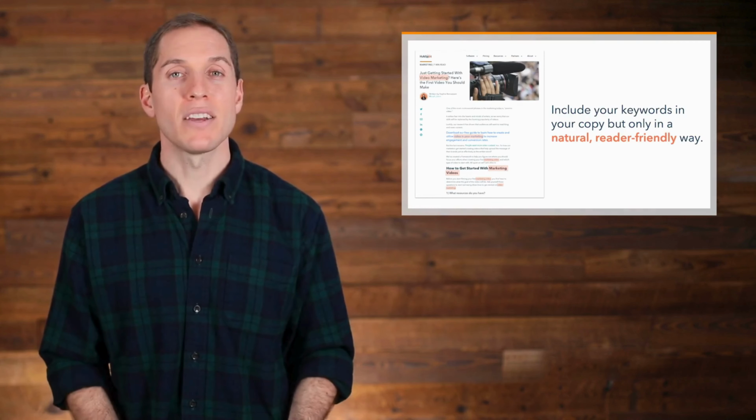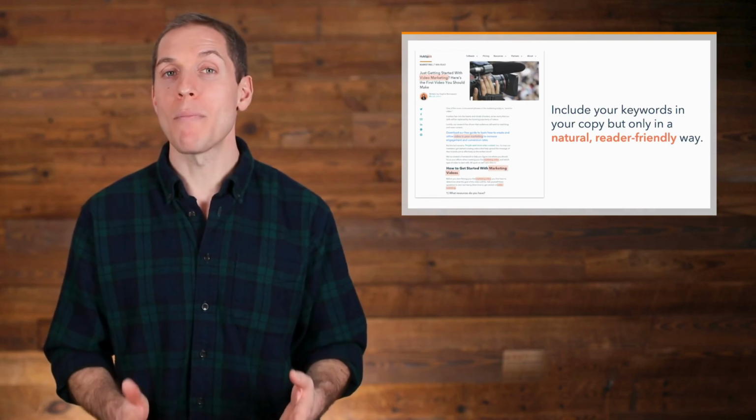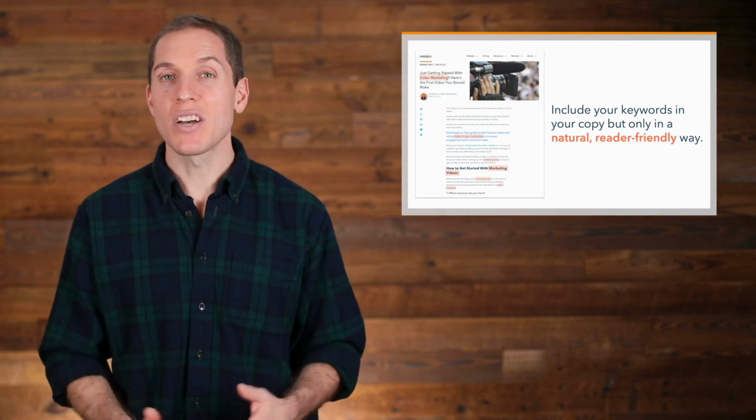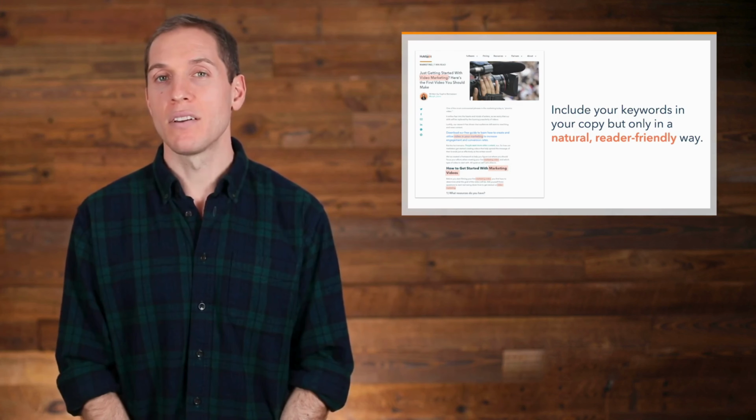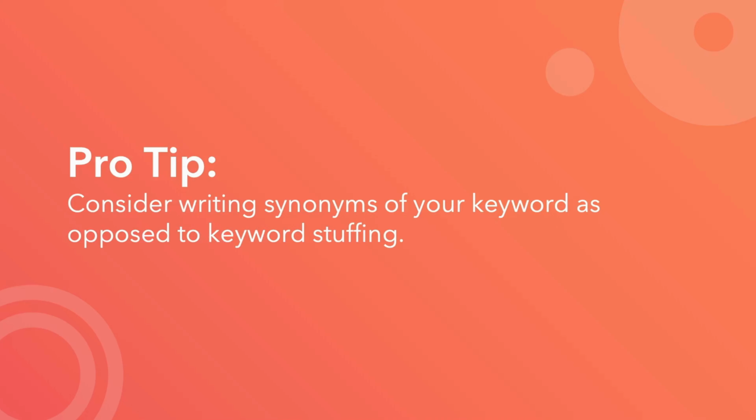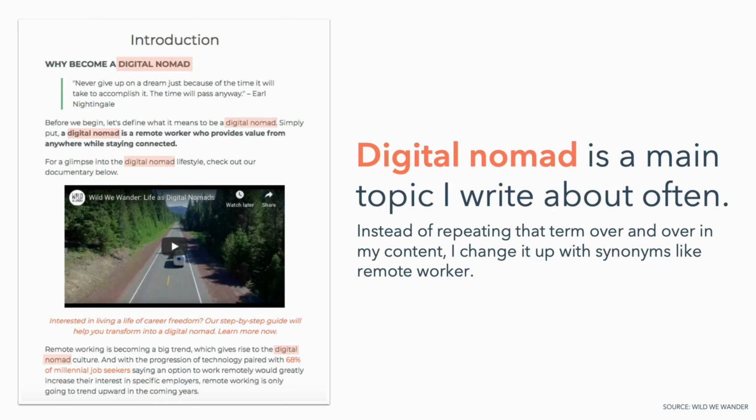Whenever you create content, your primary focus should be on what matters to your audience, not how many times you can include a keyword or keyword phrase in that content. Here's a pro tip to avoid keyword stuffing. Consider writing the synonyms of your keyword as opposed to keyword stuffing. For example, digital nomad is a main topic I write about often, but instead of repeating that term over and over in my content, I change it up with synonyms like remote worker or telecommuter.